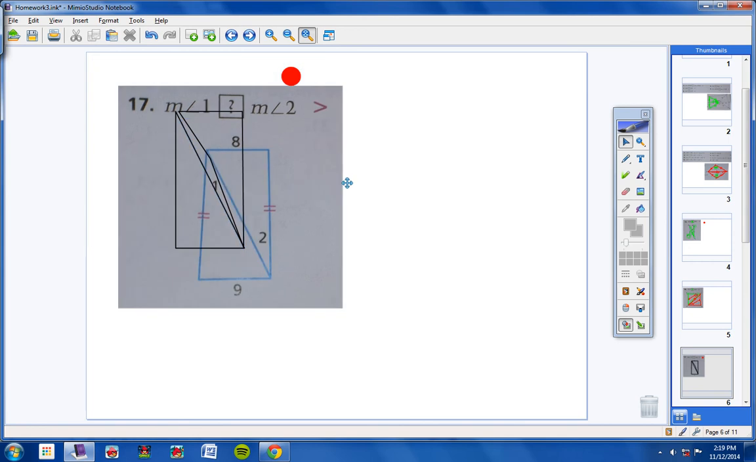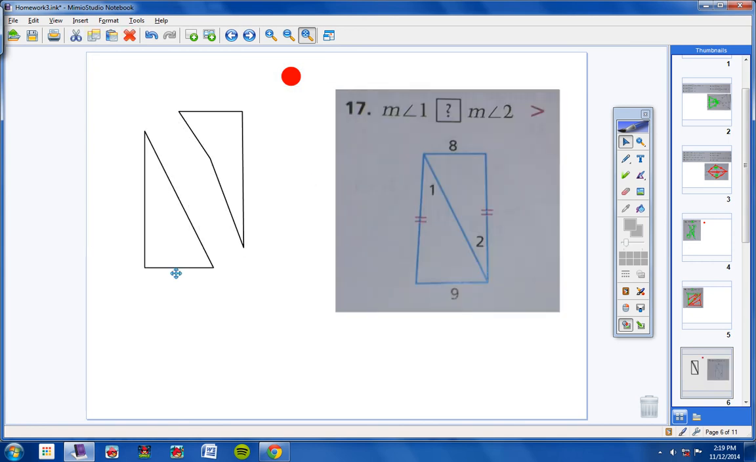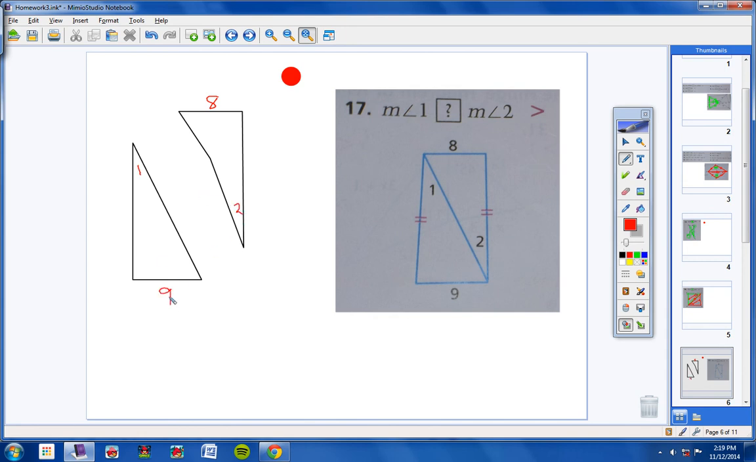Okay, so we know this triangle here. This is an 8. This is angle 1. This is angle 2. And this is 9. This is congruent to this. And then they share a side right here. So look what I have, guys. I have two sides of a triangle congruent to two sides of a triangle. And look, the third side here is bigger than the third side here. So that means angle 1 is greater than angle 2. Okay? Alright, number 18.